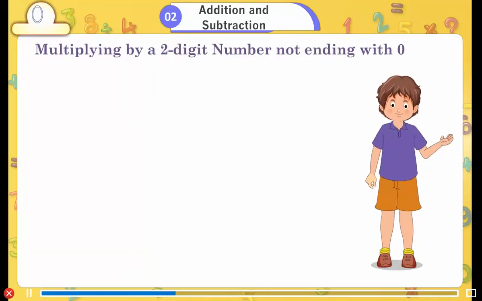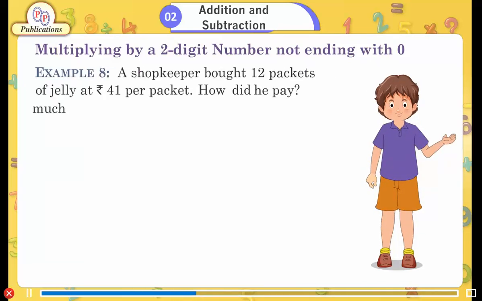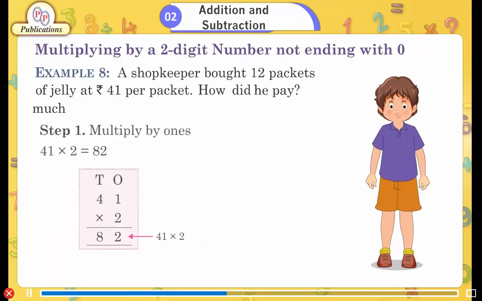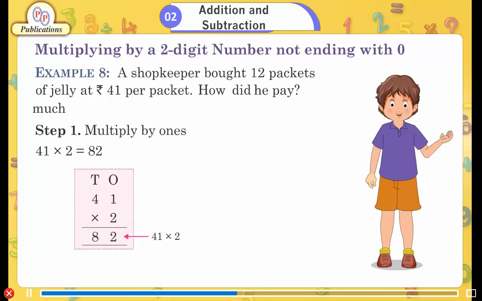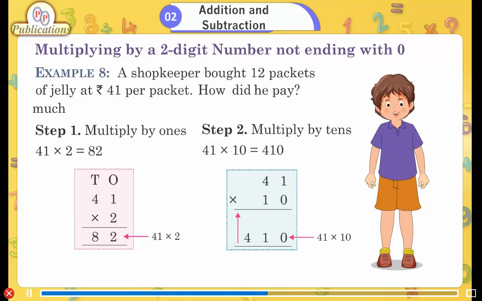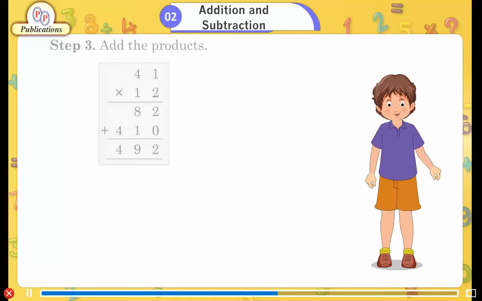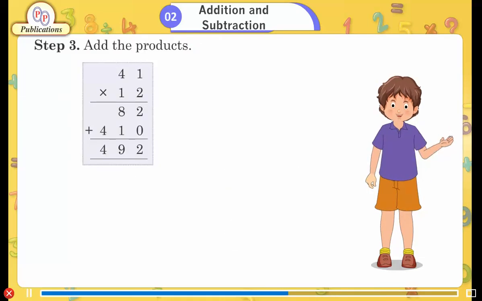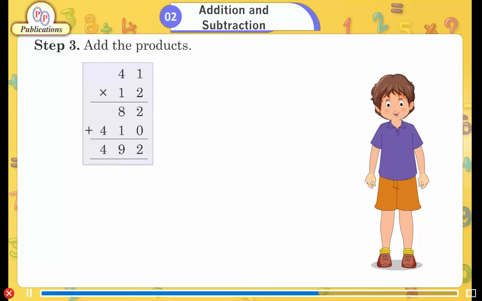Multiplying by a two-digit number not ending with 0. Example 8. A shopkeeper bought 12 packets of jelly at rupees 41 per packet. How much did he pay? Step 1. Multiply by ones. 41 into 2 is equal to 82. Step 2. Multiply by tens. 41 into 10 is equal to 410. Step 3. Add the products. 41 into 12 is equal to 82 plus 410 is equal to 492.